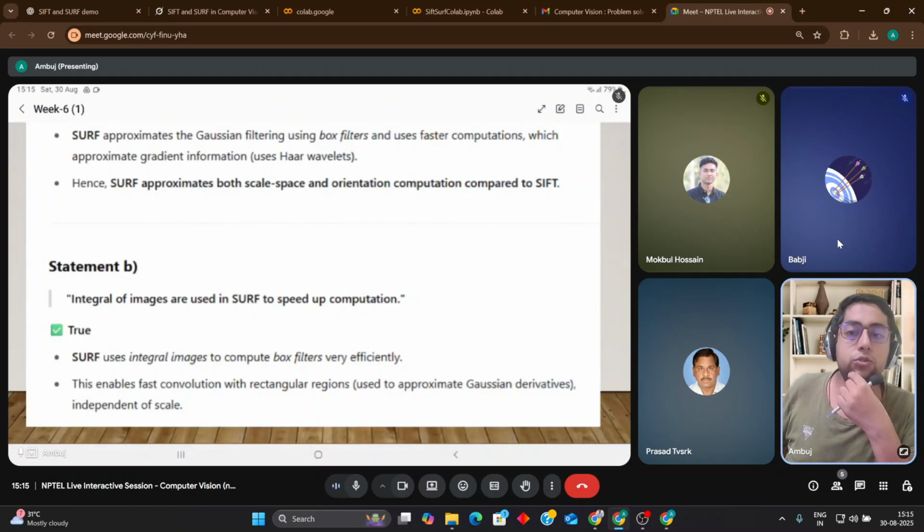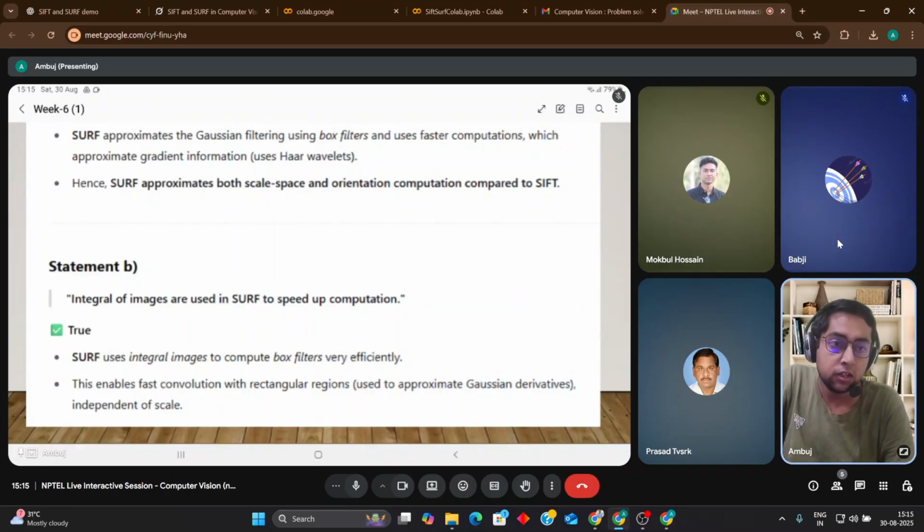Integral images are used in SURF to speed up the computation. SURF uses the integral images to compute box filters very efficiently. It enables fast convolution within rectangular regions. Convolution is a mathematical operator, and it is a very important operation in computer vision.